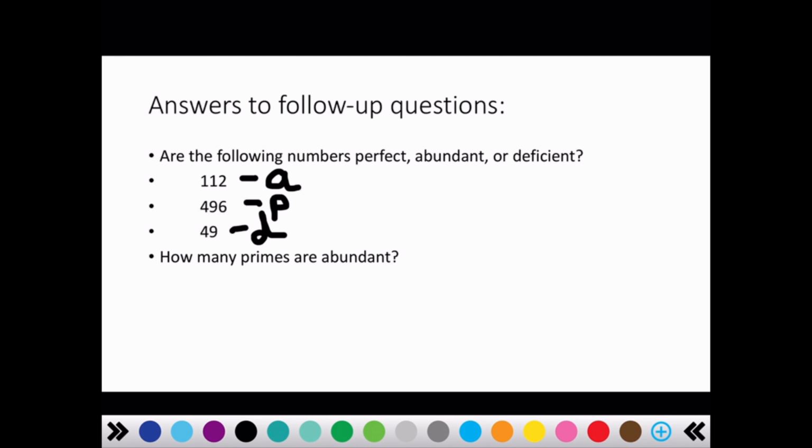Now, if you don't know how we got that, or if you want to review these concepts, you can go back and watch the previous video. For the second question, how many primes are abundant? Well, that's just 0. There are no primes that are also abundant numbers. So let's get on with factorials.